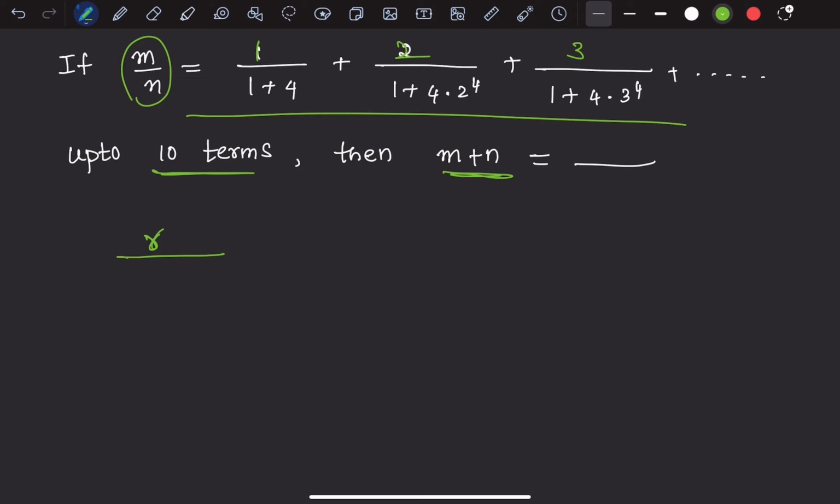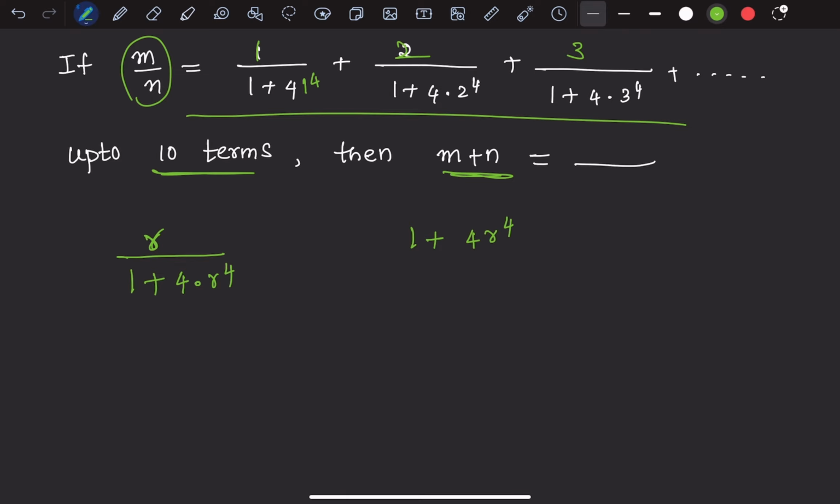So the rth term will be r by 1 plus, this is common everywhere, and 4 is also common everywhere. So here you have 1 power 4, 2 power 4, 3 power 4. So this will be r power 4. This is the general term. So now if you consider the denominator, 1 plus 4r power 4.